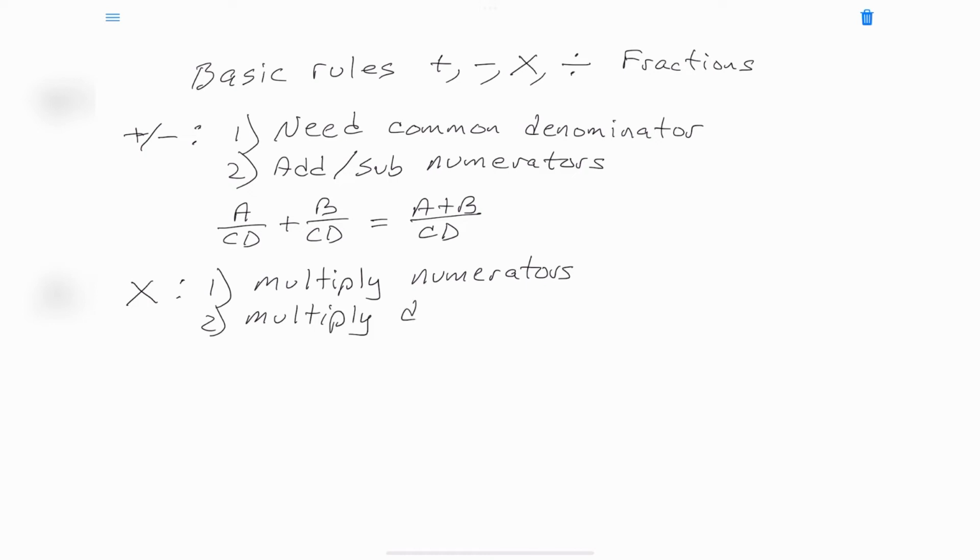Now let's take a look at a simple example of multiplying two fractions. So if I have the fraction a over b times the fraction c over d, the result will be a times c over b times d.